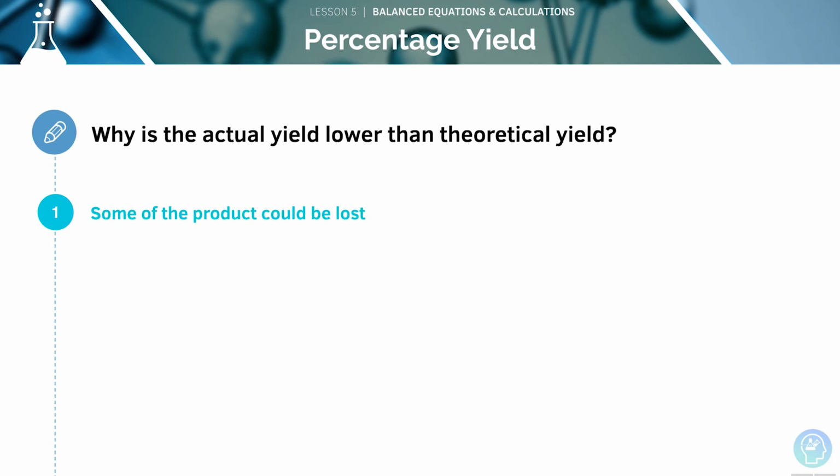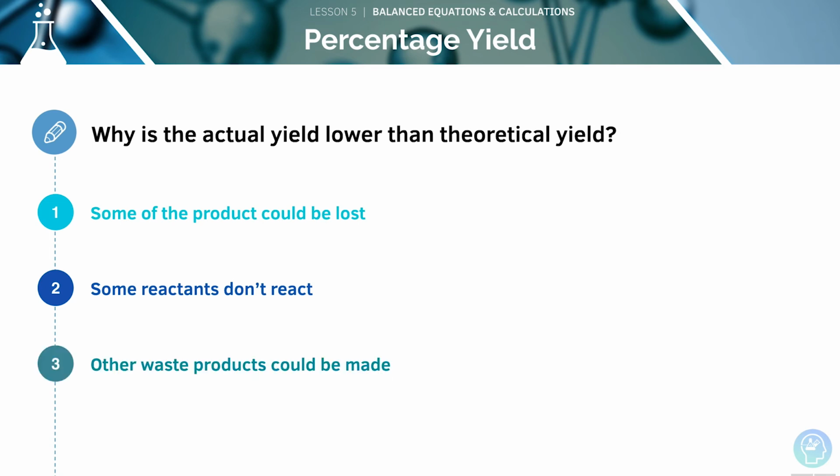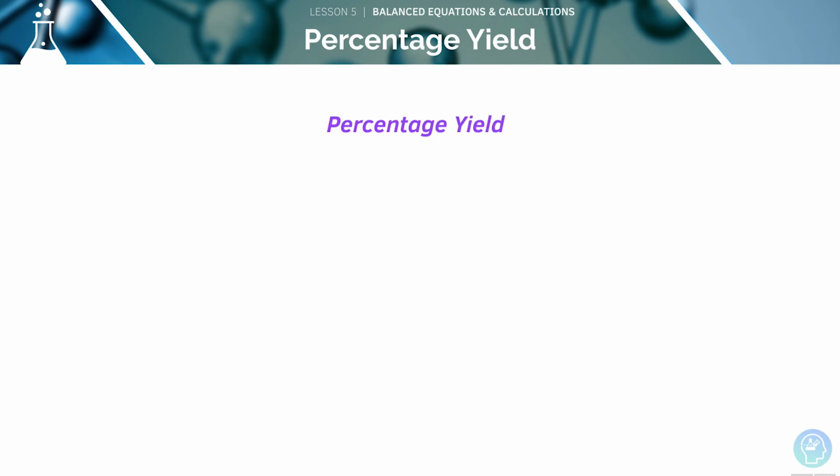Let's run through those reasons again. First, some of the product could be lost. Or, not all of the reacting chemicals at the start of the reaction will completely react. Finally, some of the reactants in the reaction may go on to form other products rather than the desired products.